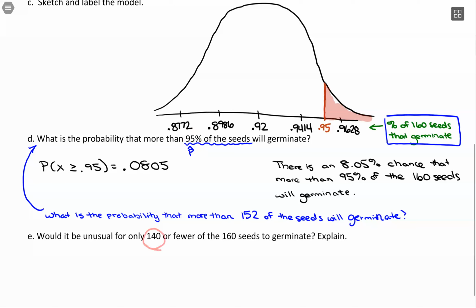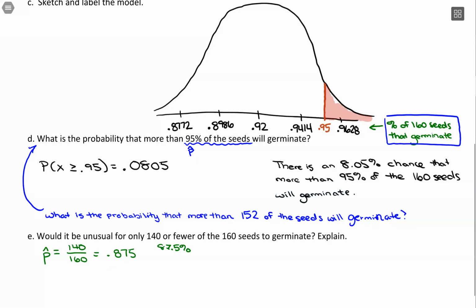So here, since they didn't give us the percentage form, what we can do is some work at the beginning to figure out what is this sample proportion. So 140 of 160, and that would be a 0.875. So what they could have done is say, would it be unusual for only 87.5% or fewer of the 160 seeds to germinate? And it's the same question.